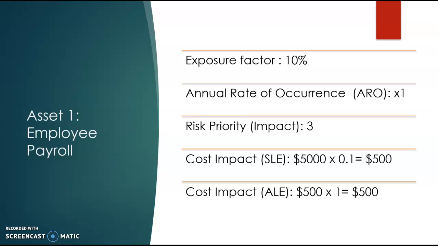The employee payroll exposure rate is 10%, and the annual rate of occurrence could be only once, but the risk priority is at 3. The SLE would be 5,000, which is the value of the asset, multiplied by the exposure percentage, which would be 500, and the ALE, the annual, would be 500 times 1 because the occurrence is 1.